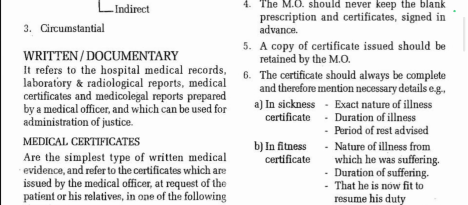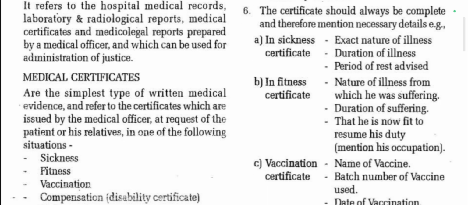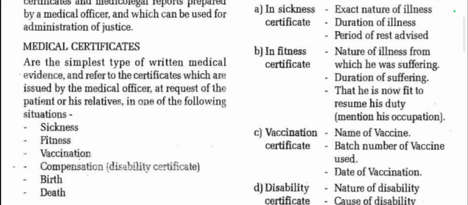This was about the intro of written documents, or say the written category of medical evidence. Now what are medical certificates? These are the simplest type of written medical evidence and refer to the certificates which are issued by the medical officer at request of the patient or his relatives in one of the following situations. So basically it is the simplest type of written document, and it refers to the certificates which are issued by the MOs, medical officers. So in which situations?